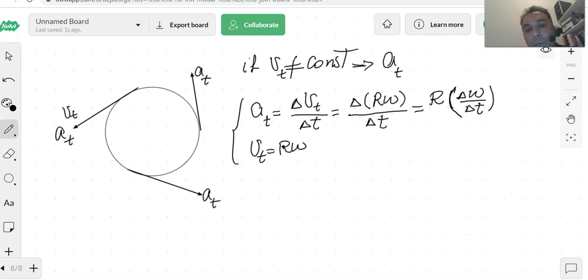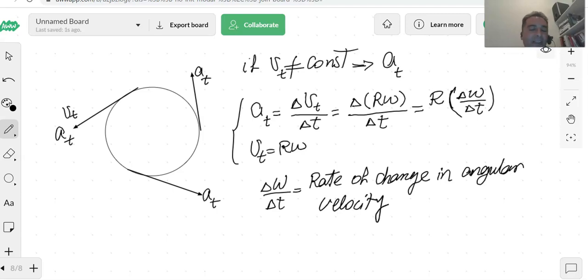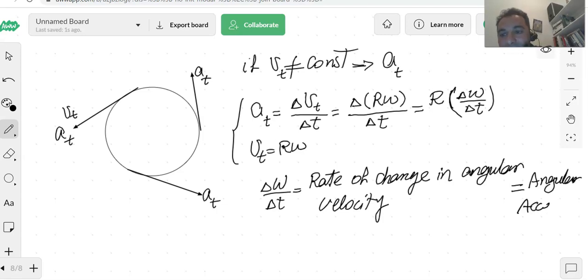What is this delta omega divided by delta t? Pay attention. Rate means divided by time. It is the rate of change in angular velocity. What is change in velocity divided by time? Oh, I call this one angular acceleration.